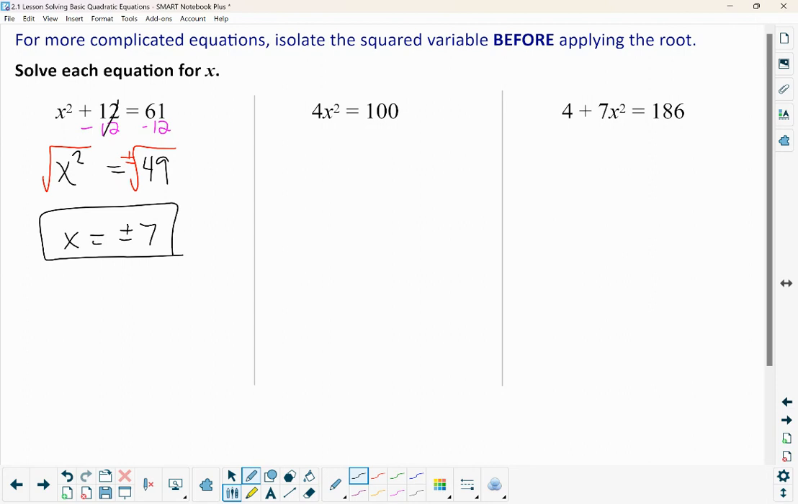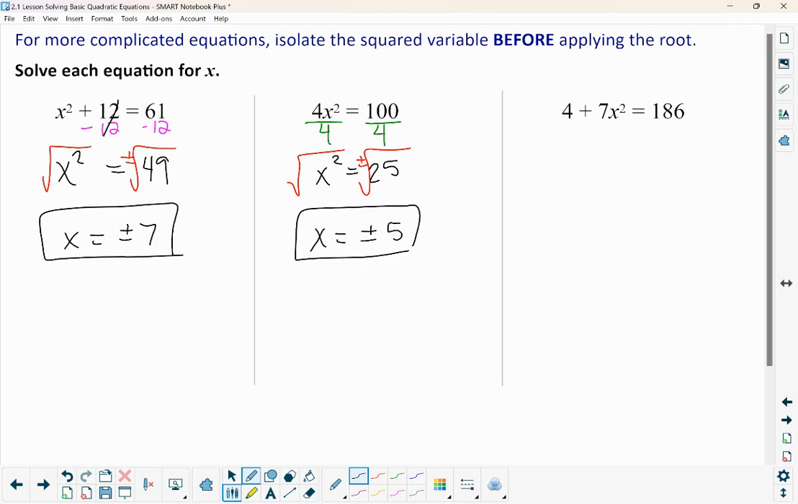So on that first equation, we had to use subtraction to help us. On this one, we have 4x squared. So we want to use some division to help us. So we're going to divide both sides by 4. So now we have x squared equals 25. And now when we apply the square root to both sides with our plus minus symbol, we get x is equal to positive and negative 5.